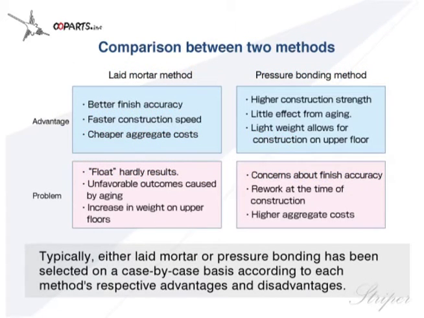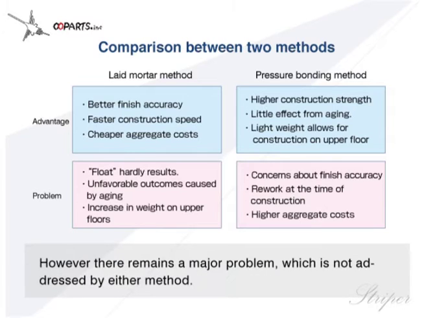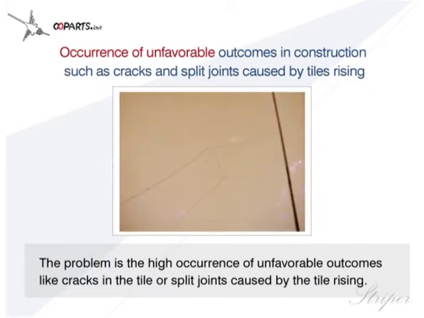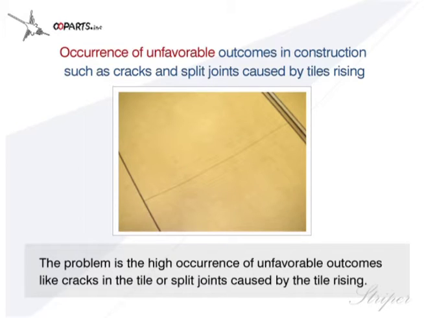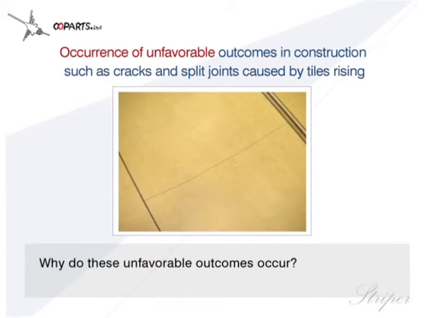Typically, either laid mortar or pressure bonding has been selected on a case-by-case basis according to each method's respective advantages and disadvantages. However, there remains a major problem which is not addressed by either method. The problem is the high occurrence of unfavorable outcomes, like cracks in the tile or split joints caused by the tile rising. Why do these unfavorable outcomes occur?